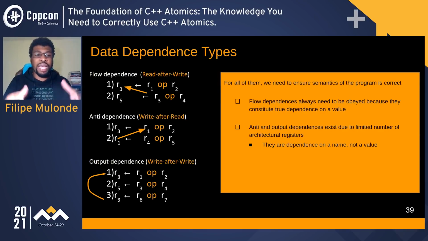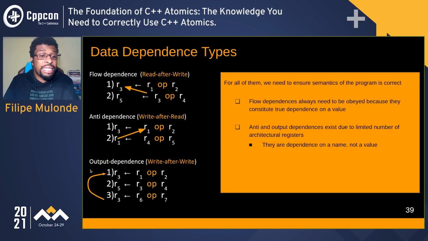There is also anti-dependency. It's a write after a read. The first instruction is reading register 1, and the second instruction is writing to register number 1. We don't have a true dependency here. The problem is that we don't have enough registers in our architecture, because if there were enough registers, we could change register number 1 in instruction number 2 to register number 16, and the semantics of the program would still be preserved.